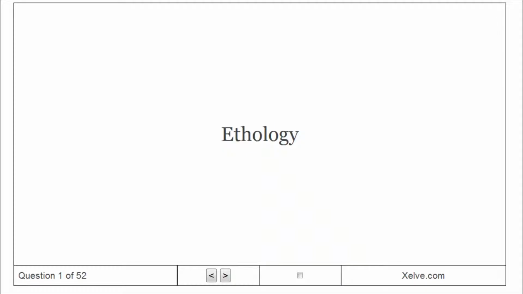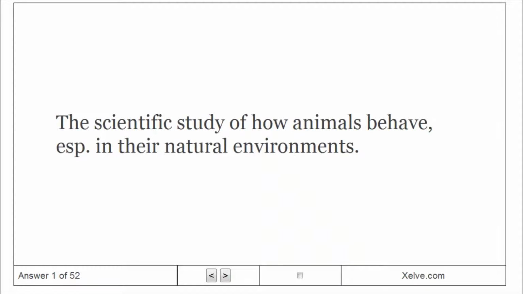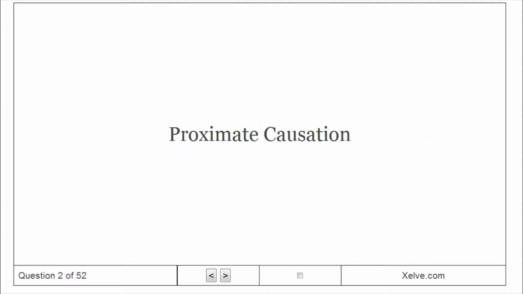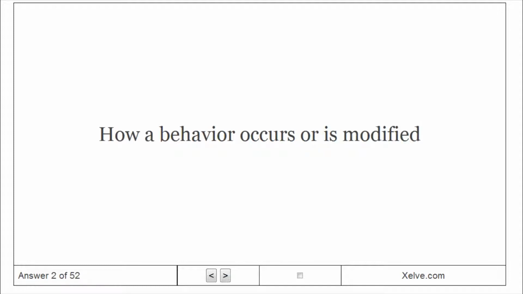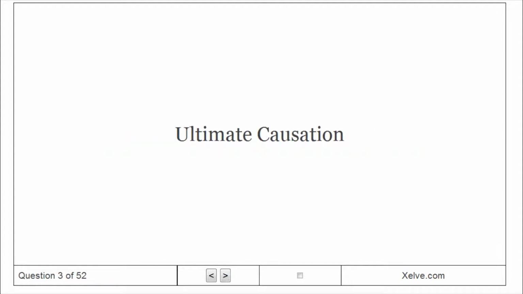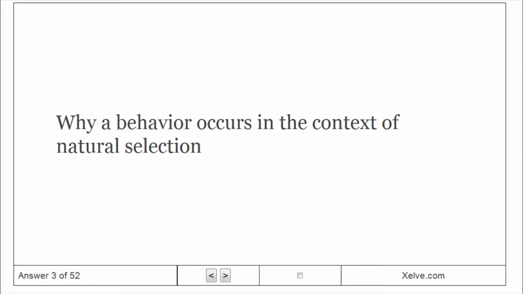Ethology: the scientific study of how animals behave, especially in their natural environments. Proximate causation: how behavior occurs or is modified. Ultimate causation: why a behavior occurs in the context of natural selection.